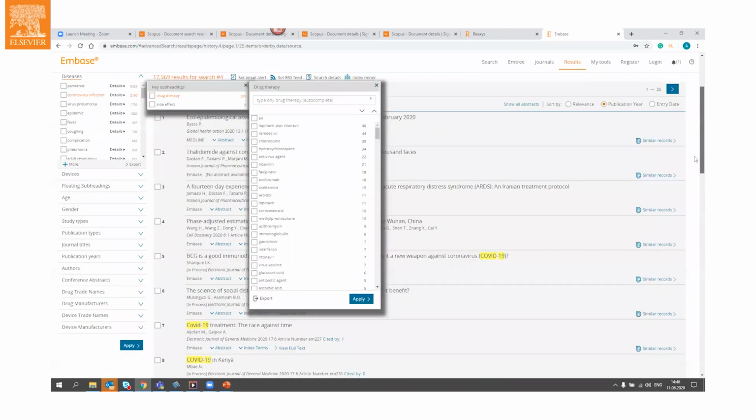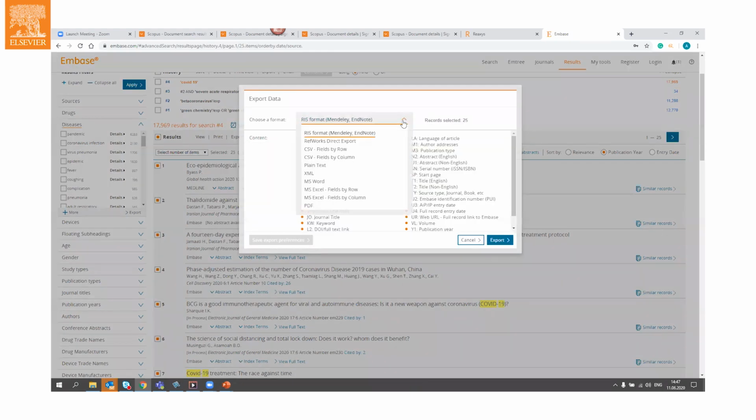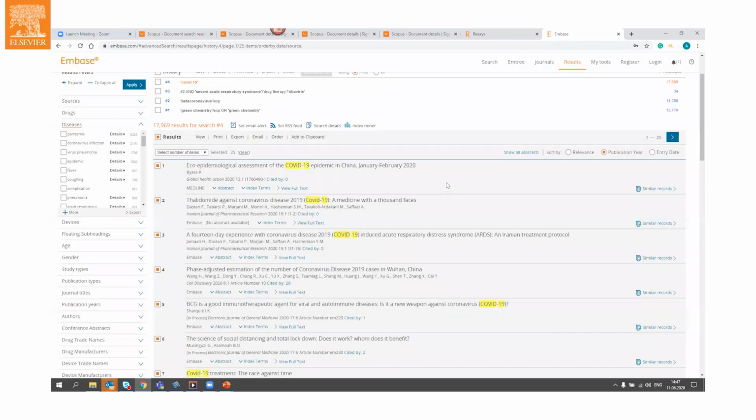Also, from Embase, you can export your search results. For this, you just need to click here. You can click export. You can send them to Mendeley. It's a free-of-charge product from Elsevier, which can help you manage your references, to EndNote, to CSV file, or to any other formats. And for example, for CSV file, you can even choose what exactly to export: titles, citations, full record, etc.